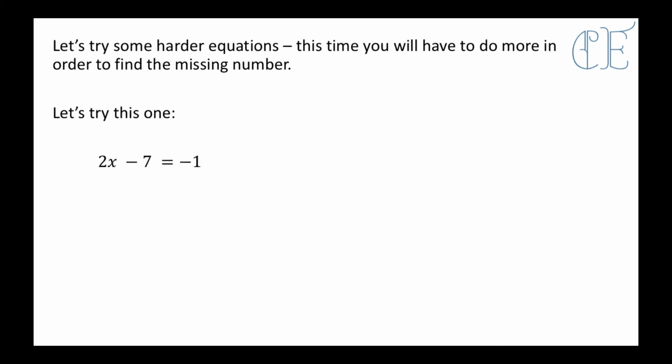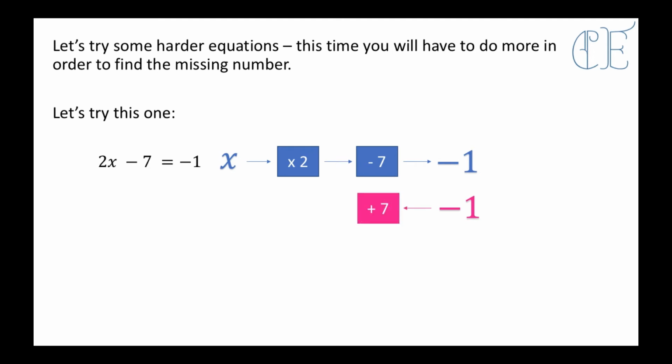Okay, another one then. 2x minus 7 equals minus 1. So be careful here, we've got a minus answer. So we're going to write the equation out again as to what's happening. 2x means x times 2, and then we've got minus 7, so take away 7, and that equals minus 1. Now, to do the reverse calculation, we're going to take our minus 1, and we're going to add 7, and then divide by 2, and that will give us x.